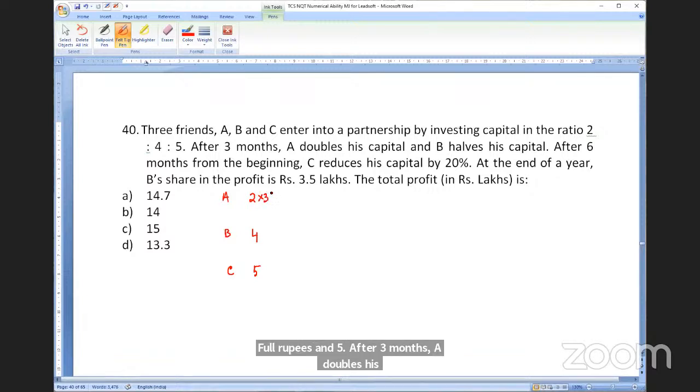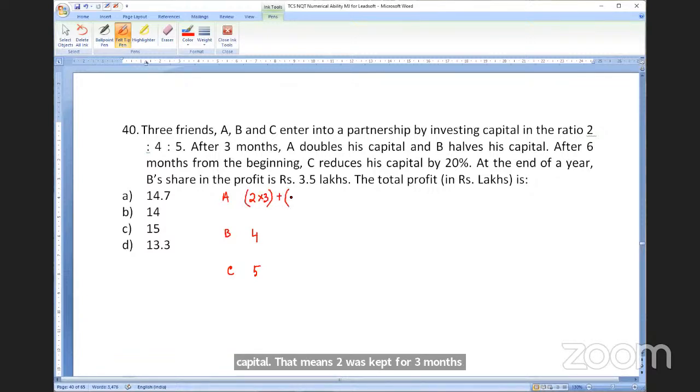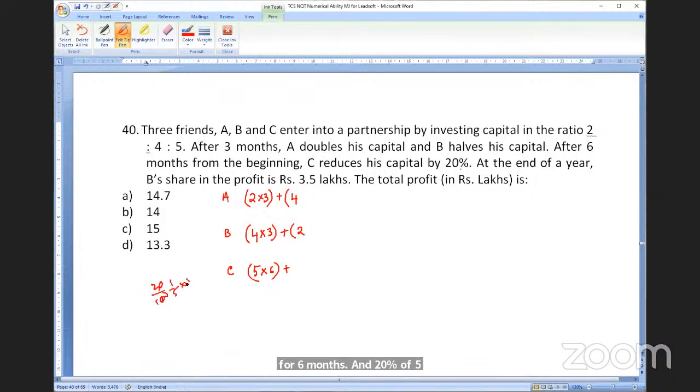That means 2 was kept for 3 months. After 3 months, 2 becomes 4, he doubles his capital. And after 3 months, B halves his capital. So B's capital of 4 was there for 3 months. After that, 4 becomes 2. After 6 months from the beginning, C reduces his capital by 20%. So C has kept his capital 5 for 6 months, and 20% of 5, that is 1/5 of 5, is 1. That means his new capital is 5 minus 1, that is 4.